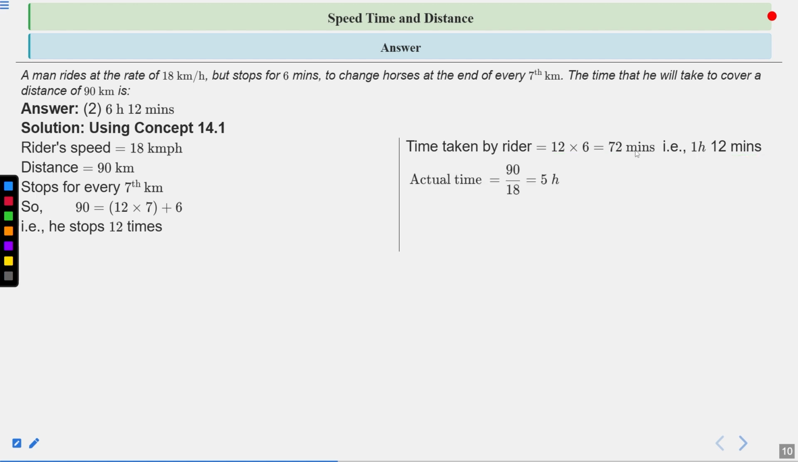Now the actual time: because the speed was 18 km per hour and the distance is 90 kilometers, it should take 5 hours. But it takes 1 hour 12 minutes extra. So the required time will become 5 hours plus 1 hour 12 minutes. So when we add up, we get 6 hours 12 minutes. So second is the correct answer of this question. Next one.